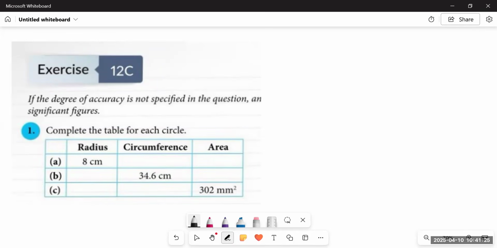This is Think New Syllabus Mathematics Book 1. Today we are going to start exercise 12C. We have already done a few questions earlier. Now we are going to start with the very first question of this exercise. So watch the video till the end.